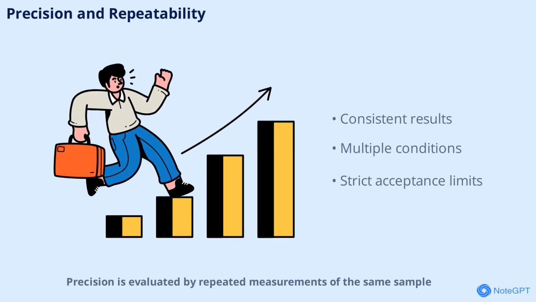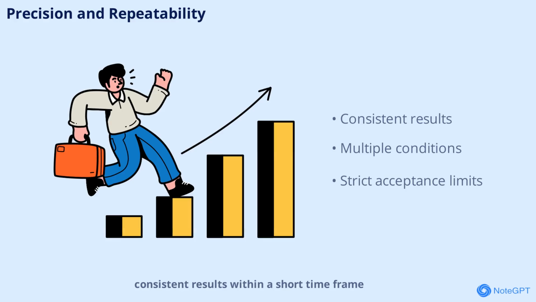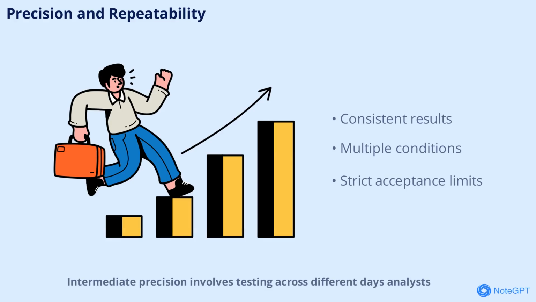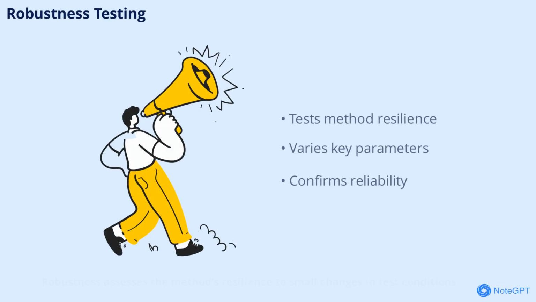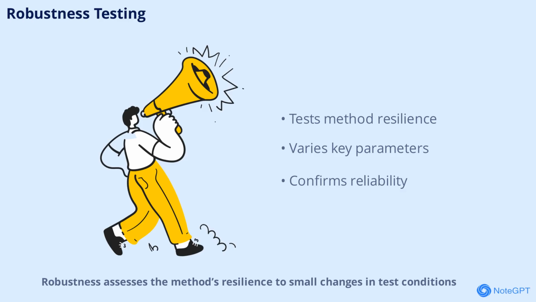Precision is evaluated by repeated measurements of the same sample, calculating the relative standard deviation, RSD. Repeatability checks ensure that the method yields consistent results within a short time frame. Intermediate precision involves testing across different days, analysts, or equipment. Acceptance criteria are set for allowable differences, typically not more than 10% at lower dissolution and 5% at higher dissolution levels. Robustness assesses the method's resilience to small changes in test conditions.